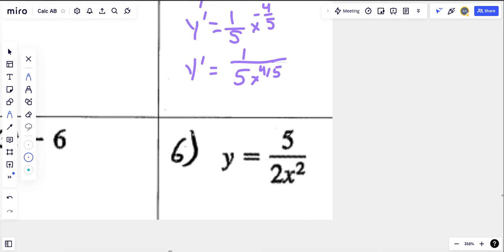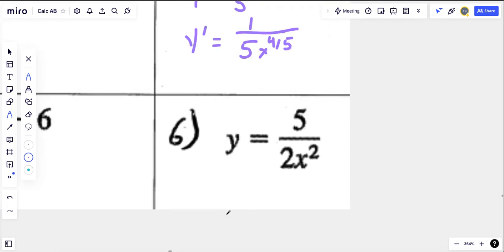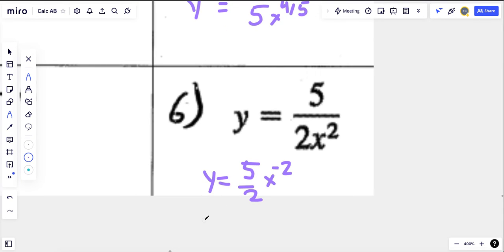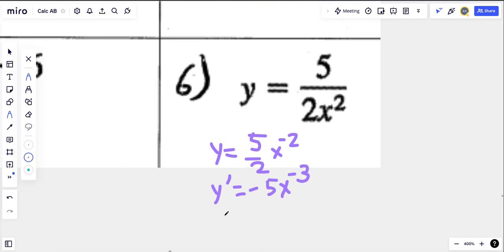Okay, here rewrite this again. If we rewrite this, this is the same as 5 over 2 times x to the negative 2. Okay, and then now use power rule. So the negative 2 comes down here. Negative 2 times 5 over 2 is negative 5. And then you reduce this by 1. Negative 2 minus 1, negative 3. Now rewrite this again.